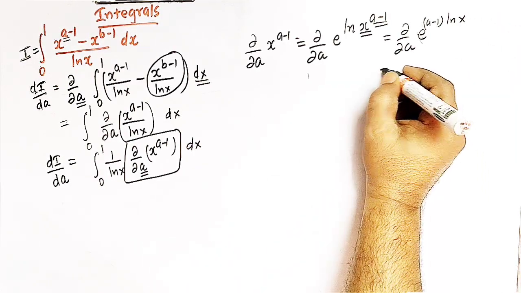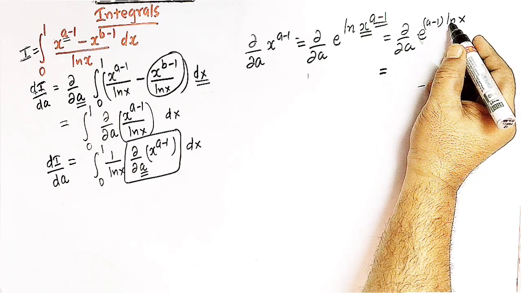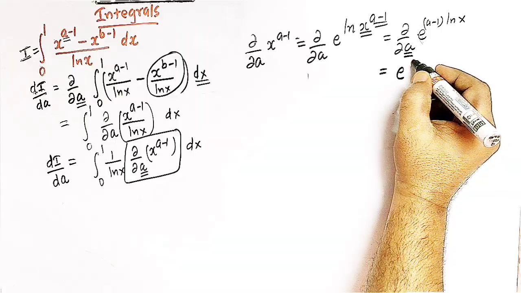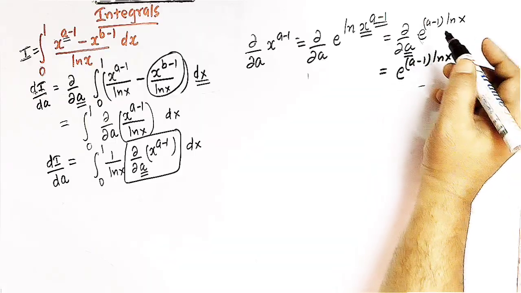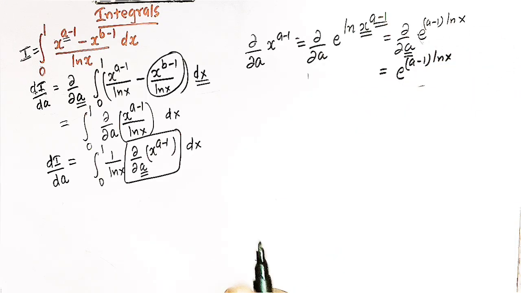So now let us find out the derivative of e raised to a minus 1 natural log of x with respect to a. So we have here e raised to a minus 1 natural log of x, because the derivative of the exponential function is the exponential function itself.